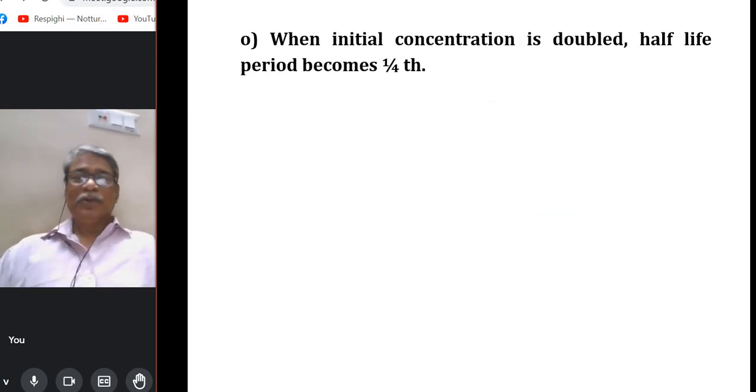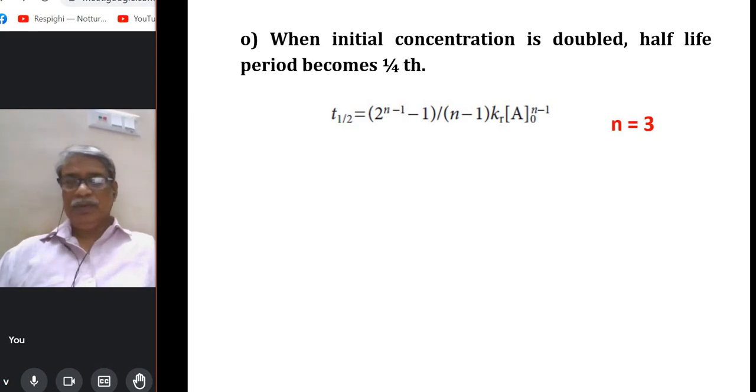Well, next question. When initial concentration is doubled, half-life period becomes 1/4. So what is the order of the reaction? The answer is 3, and we will verify why it is 3. So again we can start with the general expression of T half for nth order reaction, and if you ignore the rest of the terms, you are just focused on A0 as per the demand of the question, we see that T half is proportional to the term A0 to the power 1 minus n. Remember that here A0 to the power n minus 1 is in the denominator.